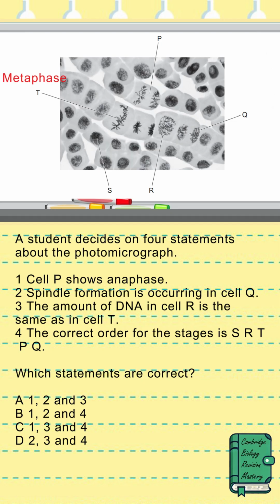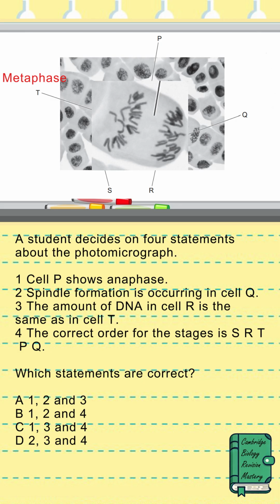The next one, which is P, is showing that we've got lots of chromosome looking structures still, but they're headed towards either end of the cell, or the poles of the cell. Now we're not quite at telophase here. While they're being moved, that's still anaphase.